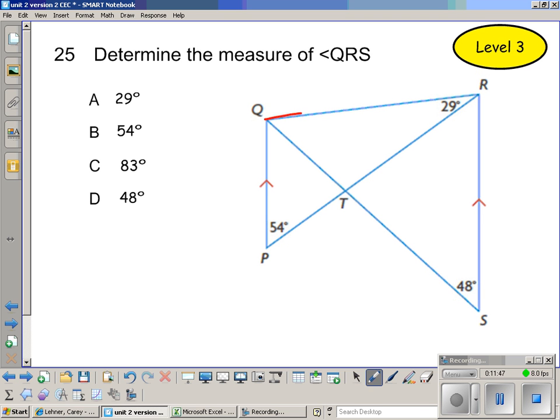QRS. What we have to do here is consider what we just finished finding. We just finished finding the measure of this angle, and it was 54 degrees. So we can add those two values together, and we have 83 degrees, which is answer C.